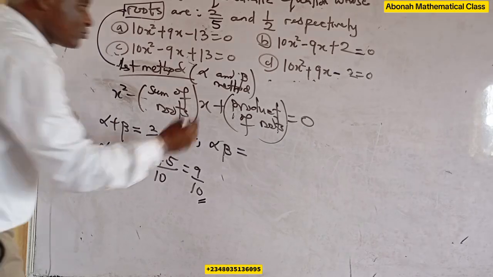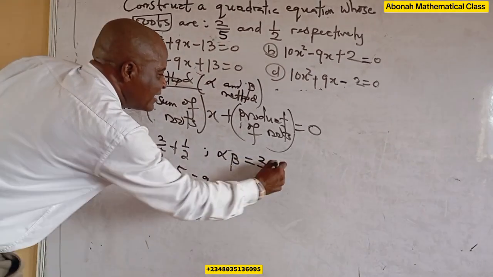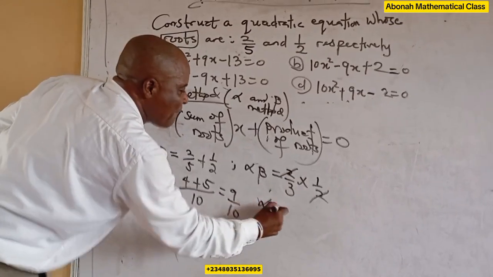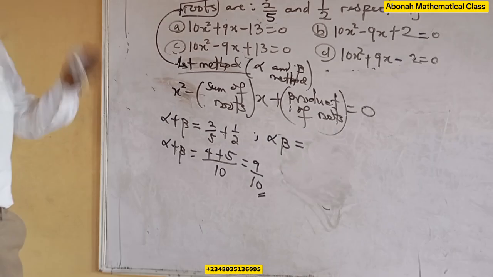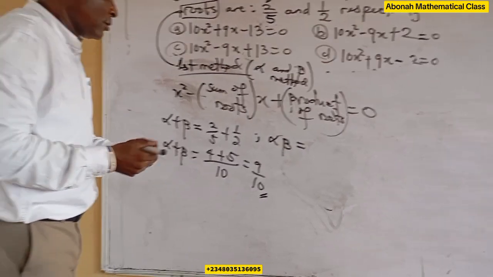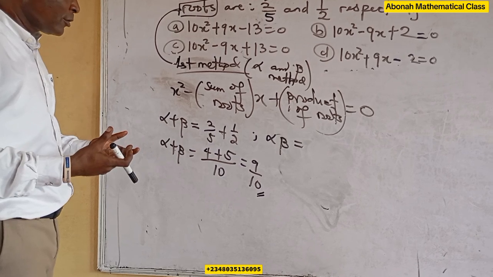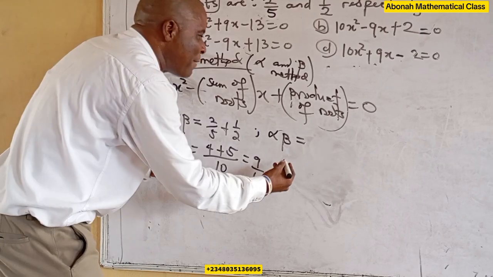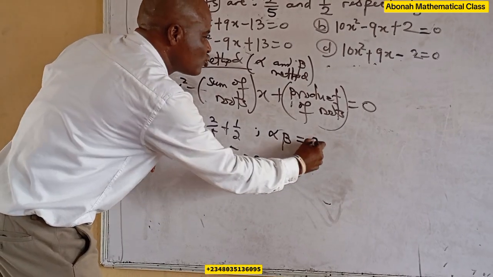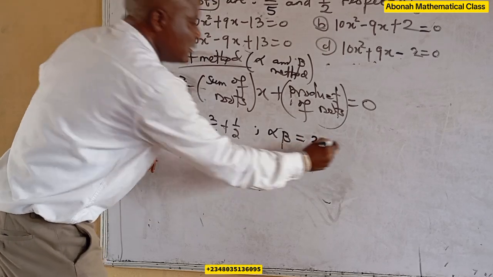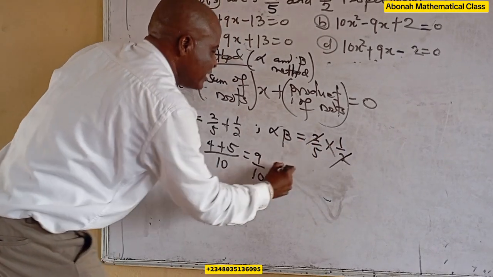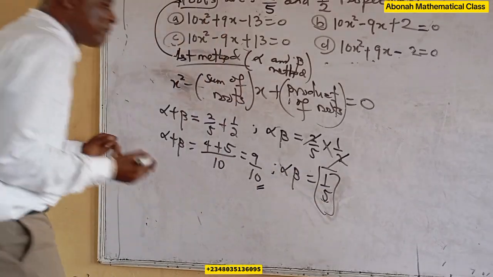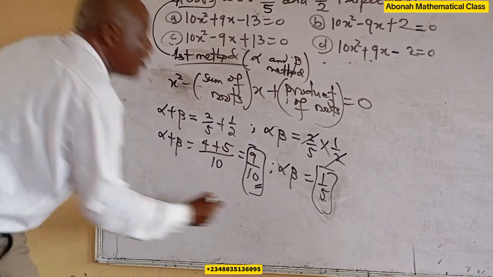The next one, alpha beta, is what? We have the first root 2 over 5 times the second root 1 over 2. This cancels this. Alpha beta is 1 over 5. This is the answer for alpha beta. This is the answer for alpha plus beta.